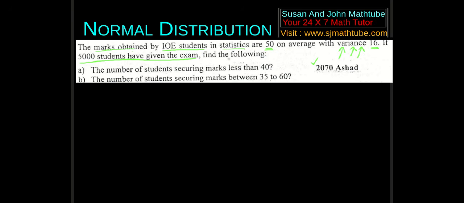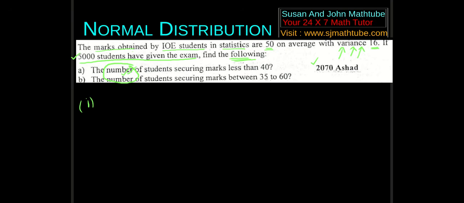No, they didn't ask to find the probability. Okay, so that is why I said it's slightly different. Here they are asking the number of students. So look at this. What we do is we will find the probability, even though they didn't tell you to find the probability. And finally, we will multiply our answer by 5,000. So that's exactly our plan.